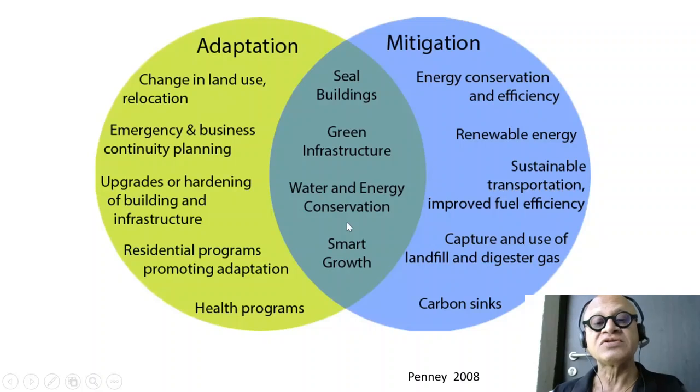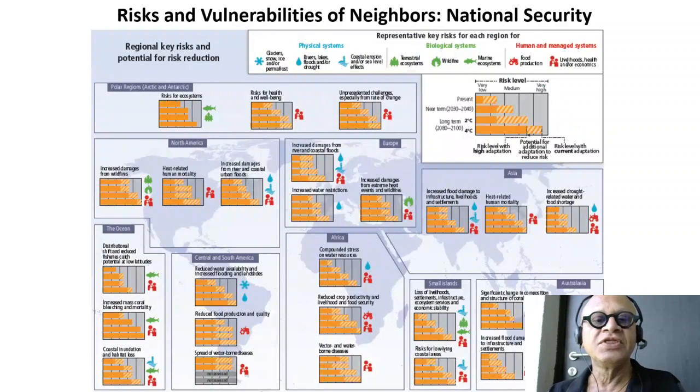Water and energy conservation, smart growth, I mentioned smart cities and so on. So these are both adaptation and mitigation. So avoid the unmanageable and manage the unavoidable. Okay, those are the key things.